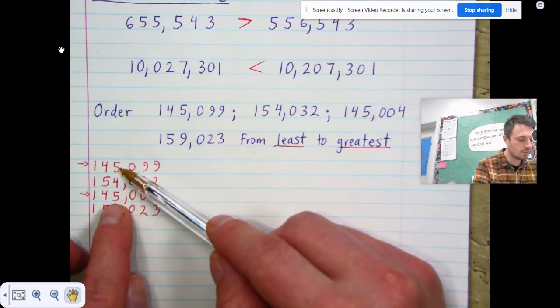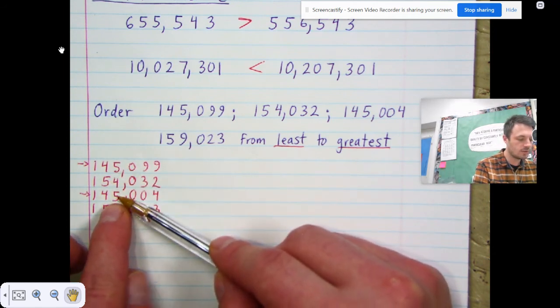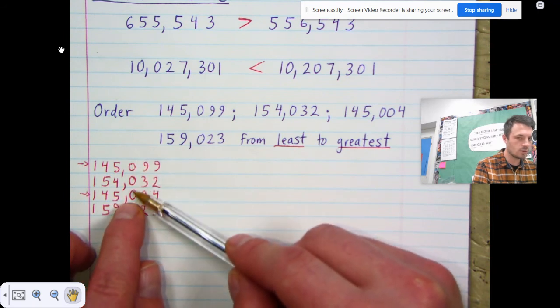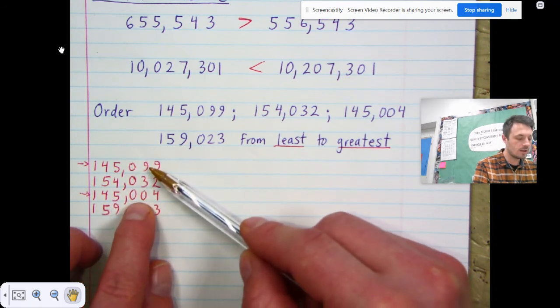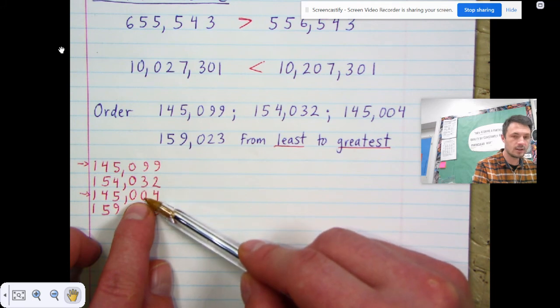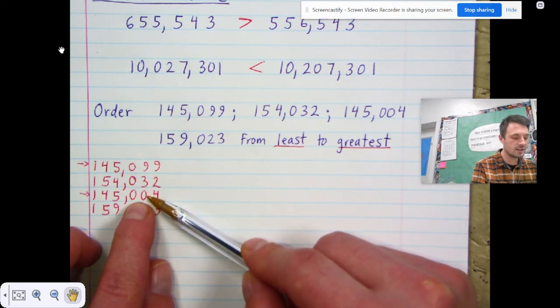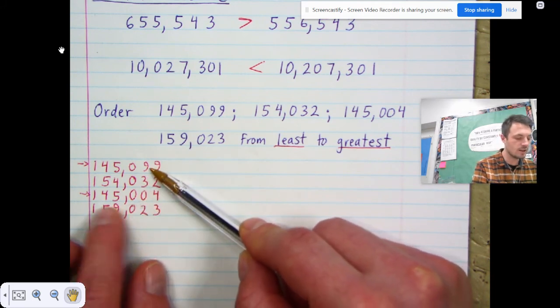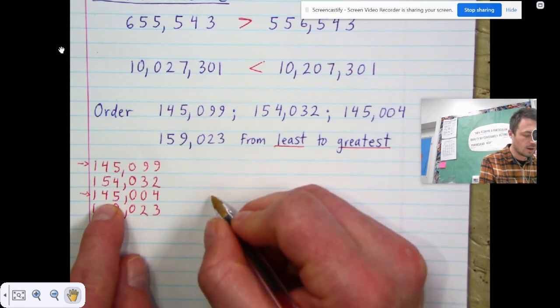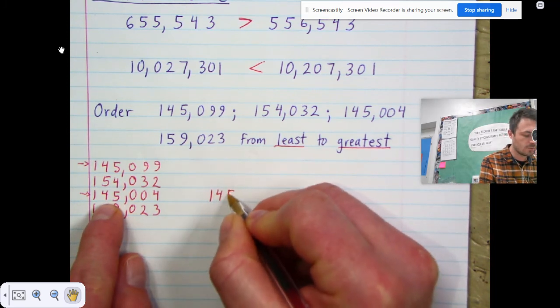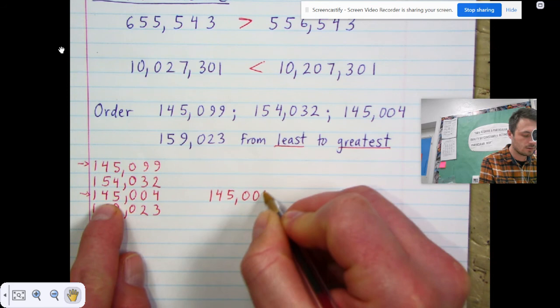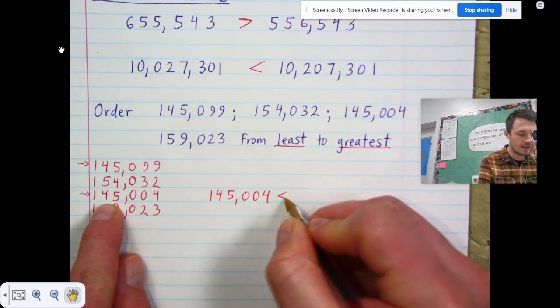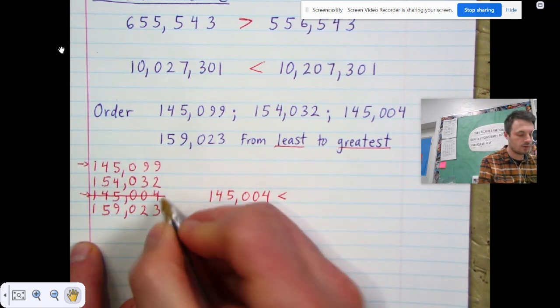So now I keep going. I'm comparing this 5 to this 5. They're both the same. Now I'm comparing this 0 to this 0. They're both the same. Now I'm comparing this 9 to this 0. Since this one has a 0 in the tens place and this one has a 9, I know this number has to be the smallest. So I'm going to put it first on my list. And I'm going to write less than, and I'm going to cross it off.